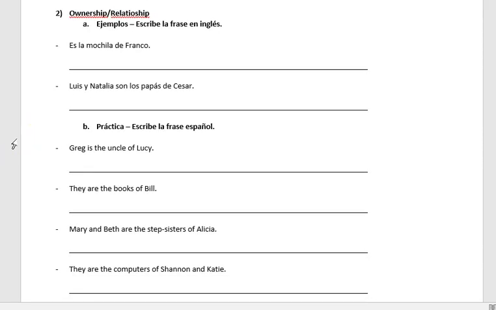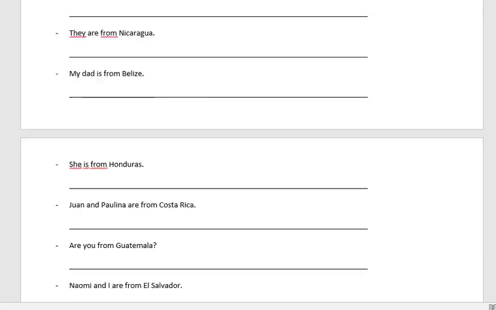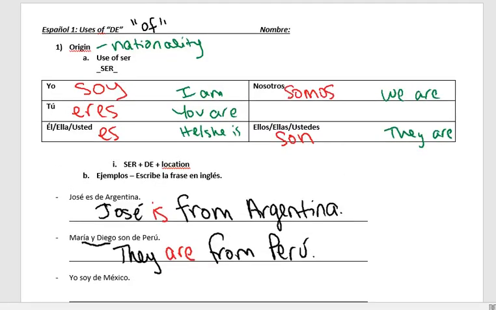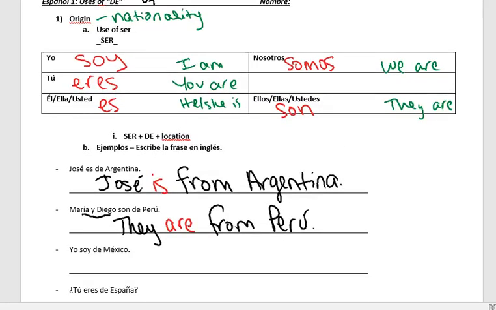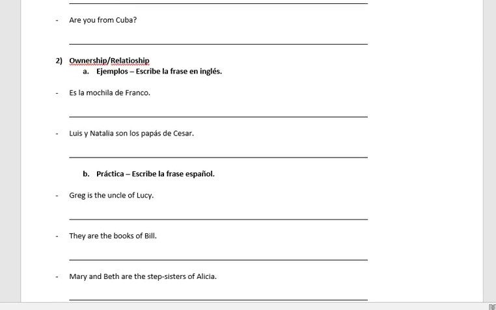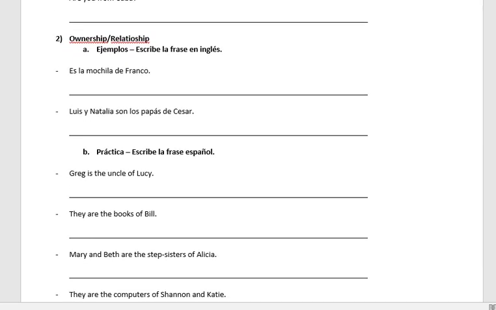Alright, so we're going to look down here. The second way we use de is to determine ownership or relationships. So we're going to write these frases in English. So we have es la mochila de Franco. So again, if we forget what es is, we look up in our box. It's right there. So it's he, she, is, or it. Okay, so I'm going to write this exactly as it is, and then we're going to move it how we'd actually say it in English. So this would be, remember the mochila, it is, we know mochila is the backpack.